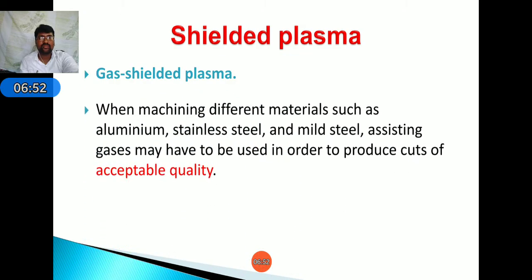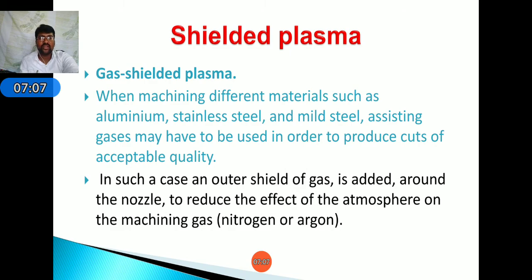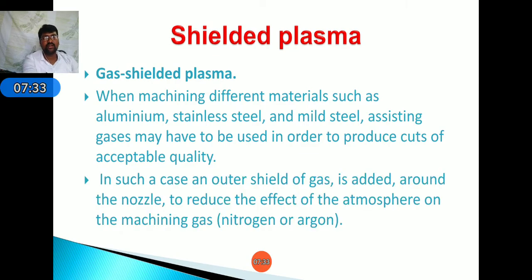When machining different materials such as aluminum, stainless steel, and mild steel, different gases may have to be used to produce a cut of acceptable quality. In such cases, an outer shield gas is added around the nozzle to reduce the effect of atmospheric gases like nitrogen and argon. Otherwise, it reacts with the outer gases and oxidation of the metal is created, and it becomes very hot material. Therefore, we are using shielded gases.